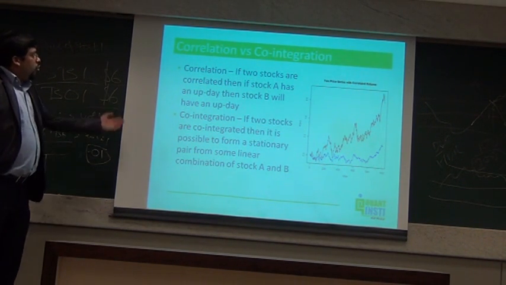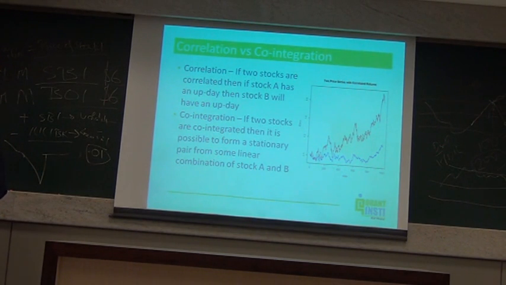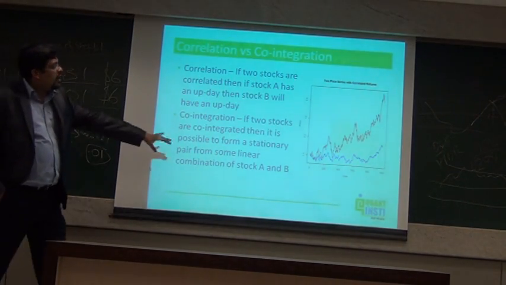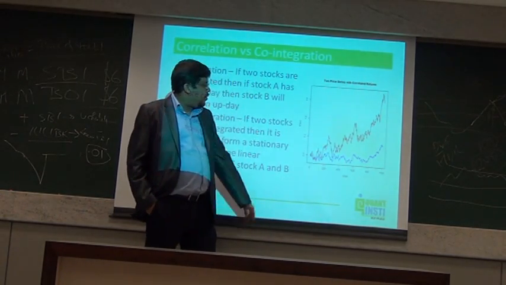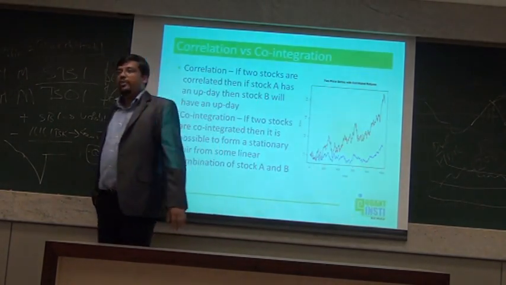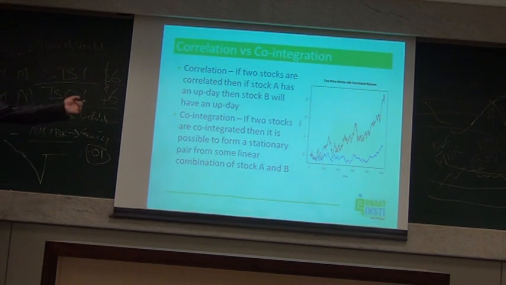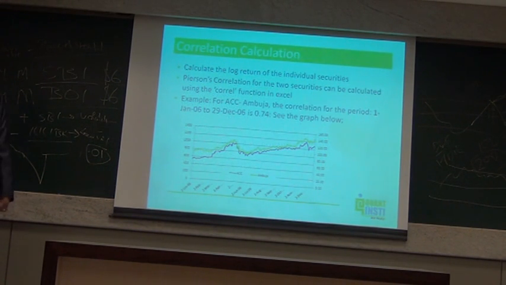Okay? So correlation: if two stocks are correlated and stock A has an update, then stock B will have an update too. That is something we look at. Cointegration: I try to look at two correlated stocks. You will find that they are created by some random noise, and the difference between the two is diverging. The one which I created was a very simple one. Just direct. One has a correlation; this one does not. Cointegration: if two stocks are co-integrated, then it is possible to form a stationary pair from some linear combination of stock A and B. That is the definition of cointegration. Any doubts on that?